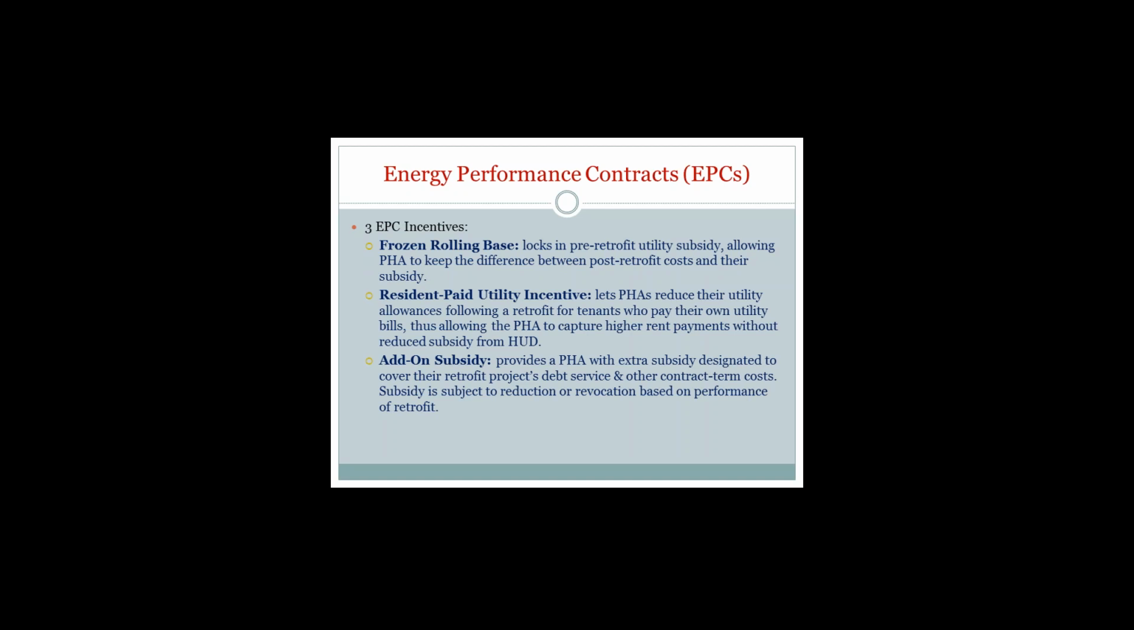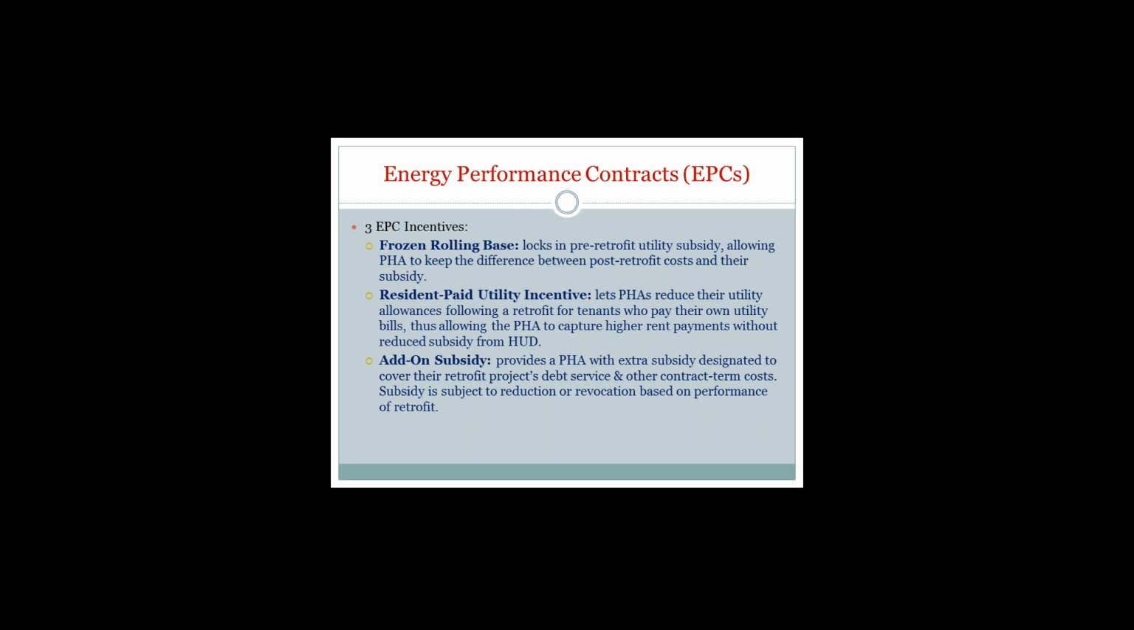So under the EPC program, there are 3 incentives: the frozen rolling base, the resident paid utility incentive, and the add-on subsidy. Now, the frozen rolling base is our simplest incentive. It basically says, instead of doing this roll up and roll down of your utility subsidy according to what you're actually spending, we're going to freeze your utility subsidy at the consumption level that you were at before you started the retrofit. That way, when you bring your consumption down significantly, you are not seeing HUD drop its subsidy in correspondence.